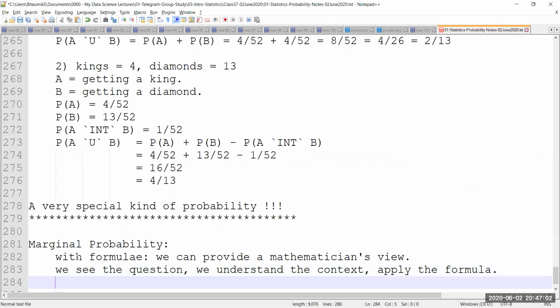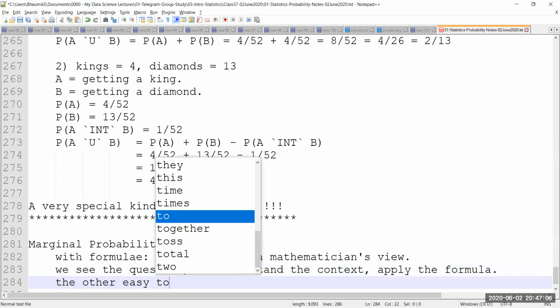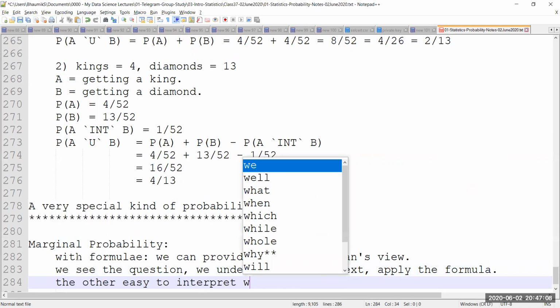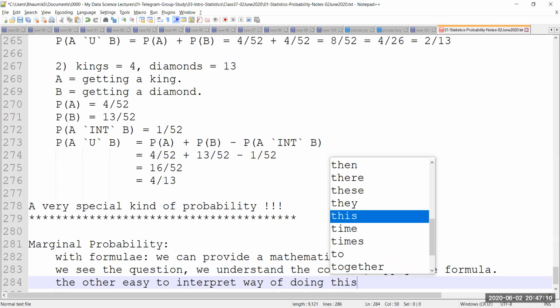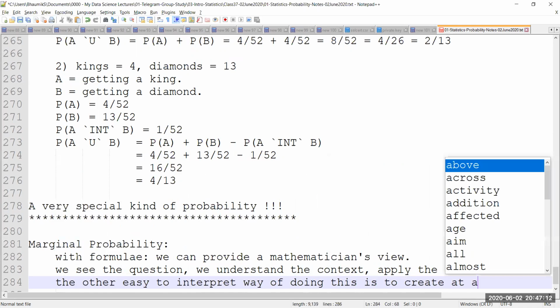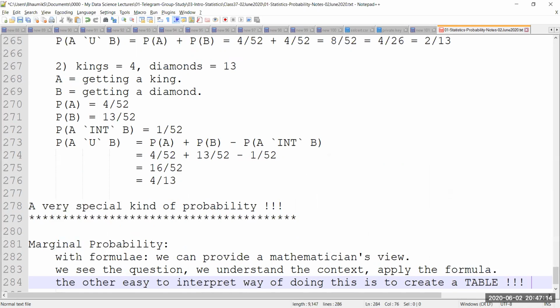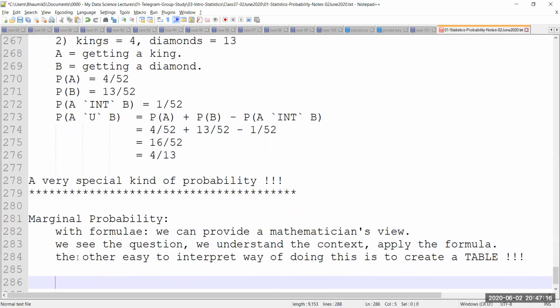The other, easy-to-interpret way of doing this is to create a table. Now, what do you mean by table? The table is as simple as, if you have worked with databases, then you know what a table is, right? So you have rows and columns. It's a tabular representation. In Excel, any Excel sheet is going to look like a table. It's going to have columns, it's going to have rows. You can name them, you may not want to name them, up to you.